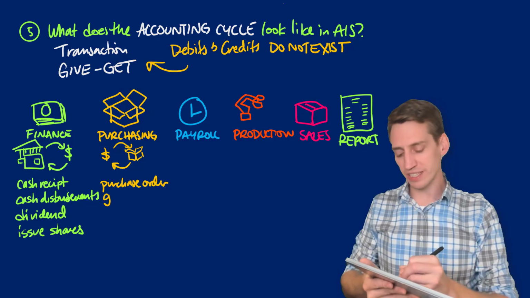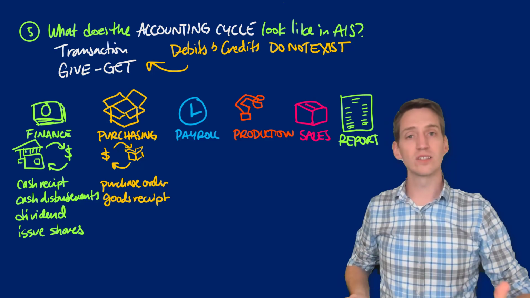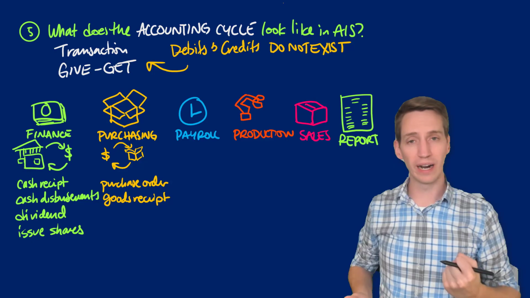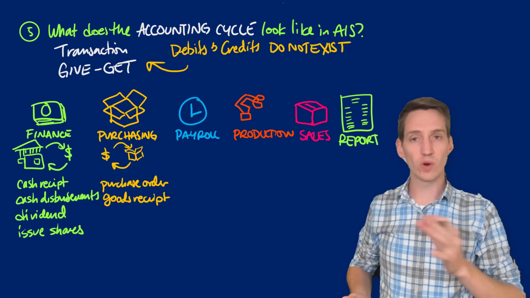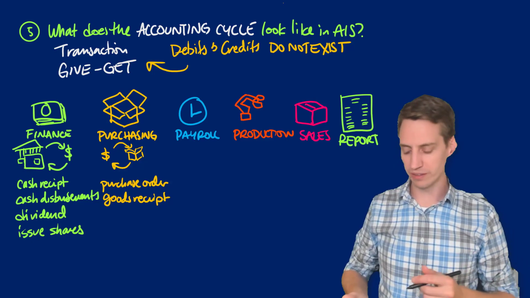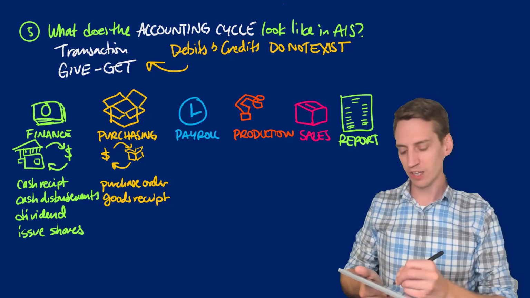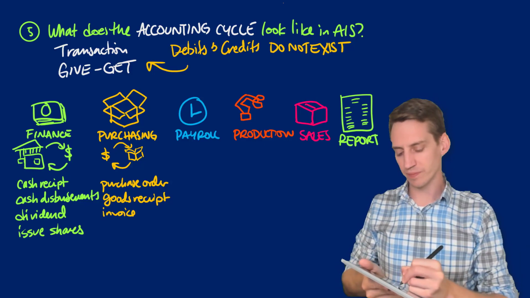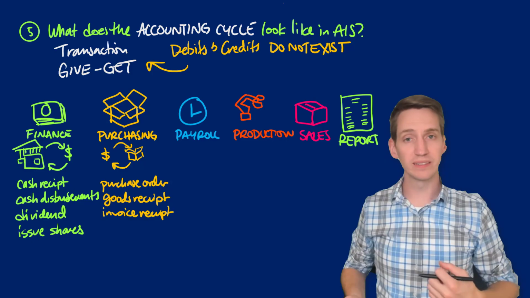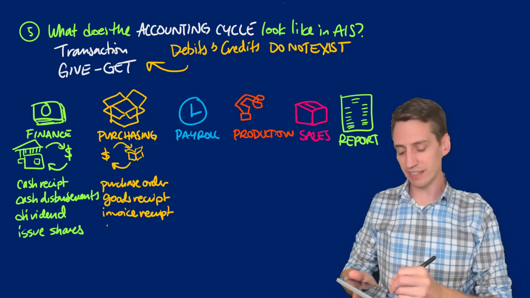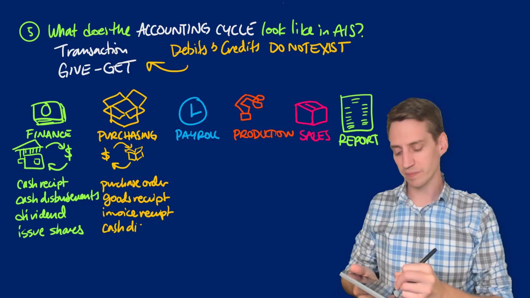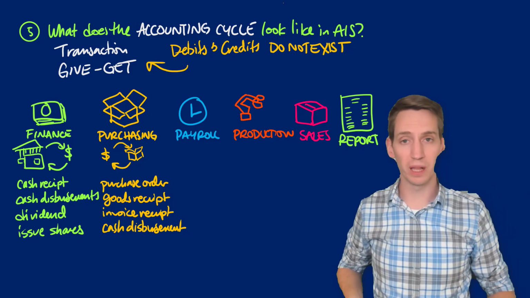We have a goods receipt. This is when the goods actually appear in our warehouse. We can track what we have received and what we are still waiting for. We have an invoice receipt. This is when they send us a bill, and we now have to pay that. And then we have, again, a cash disbursement when we pay cash out to our suppliers.